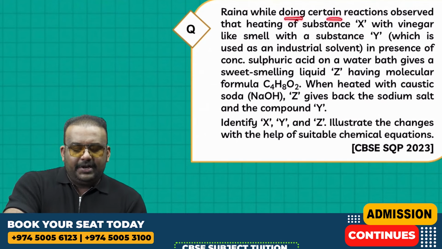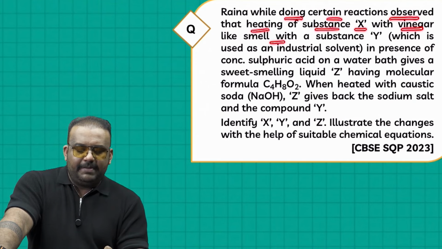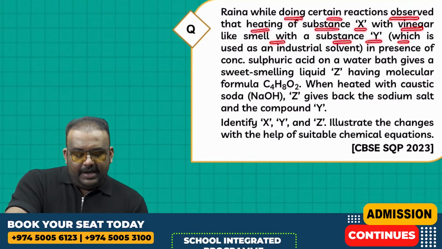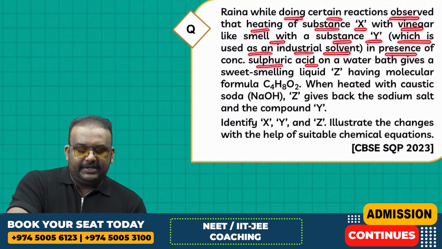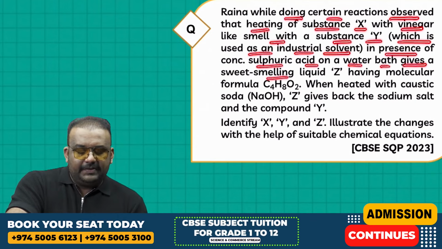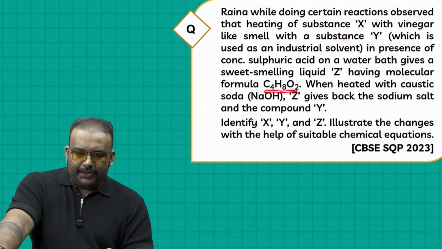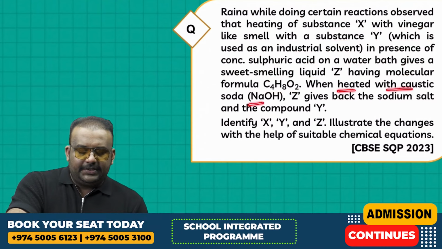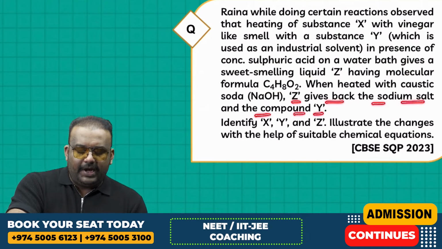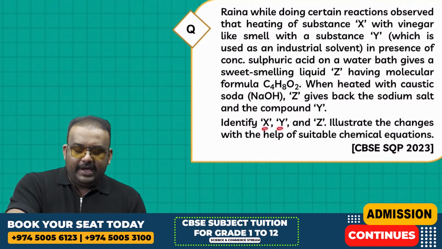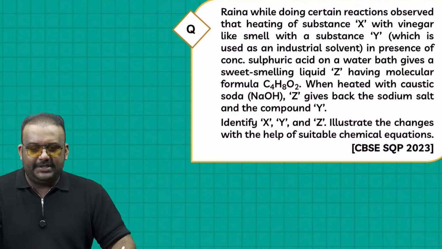Raina, while doing certain reactions, observed that heating of a substance X with vinegar-like smell with a substance Y, which is used as an industrial solvent, in presence of concentrated sulfuric acid on a water bath, gives a sweet-smelling liquid Z, having molecular formula C4H8O2. When heated with caustic soda, Z gives back the sodium salt and the compound Y. Identify X, Y, and Z and illustrate the changes with the help of suitable chemical equations.